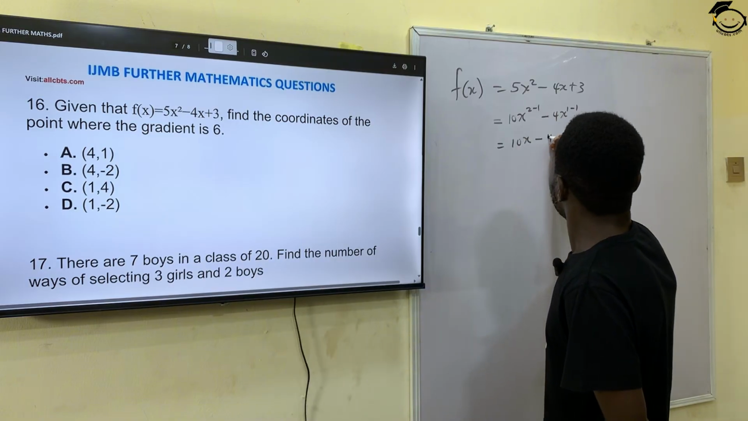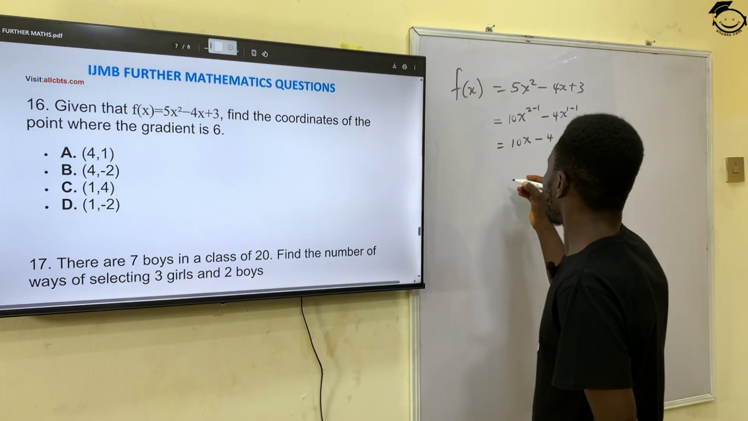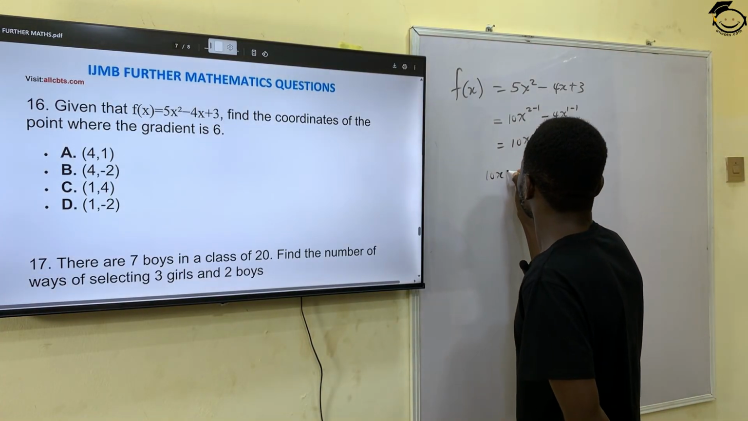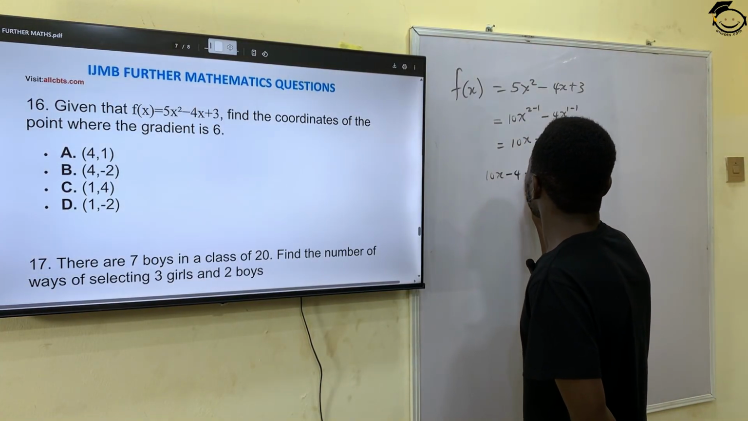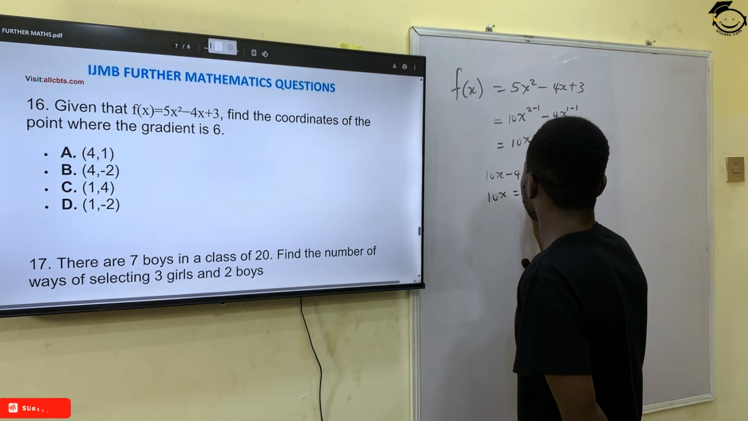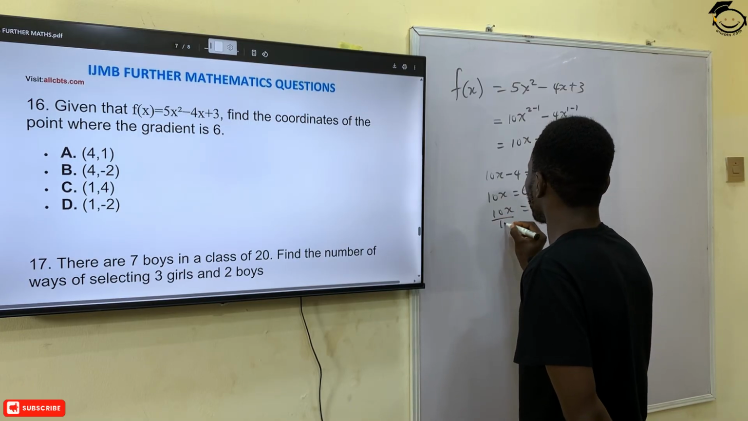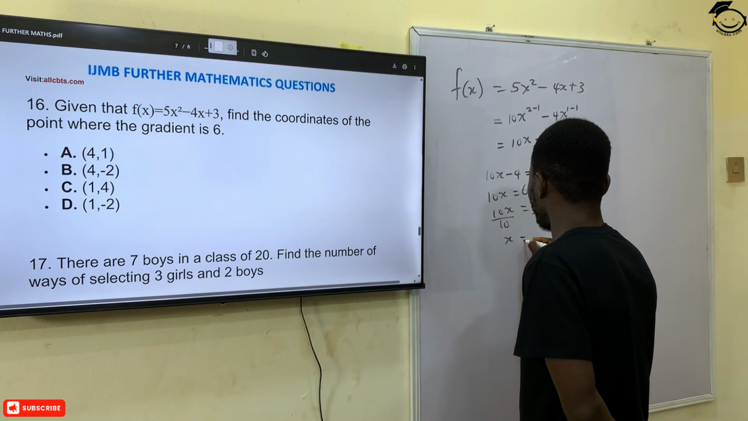So once I've done this, I will then equate it to our gradient. So if I equate to my gradient, it means I have 10x minus 4 equals 6. And that will give me that my 10x is equal to 6 plus 4. It means that my 10x is equal to 10. Divide both sides by 10. x is equal to 1.